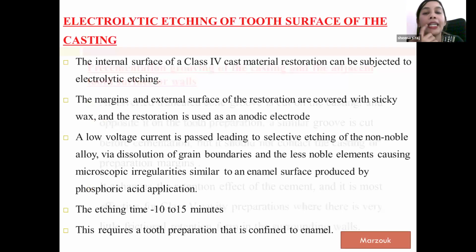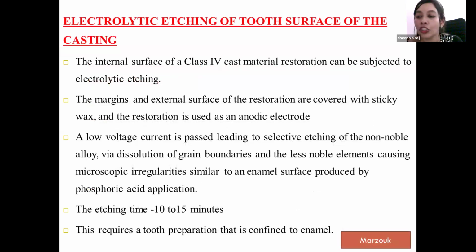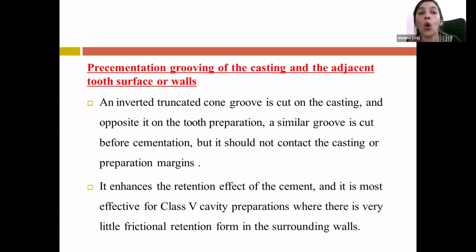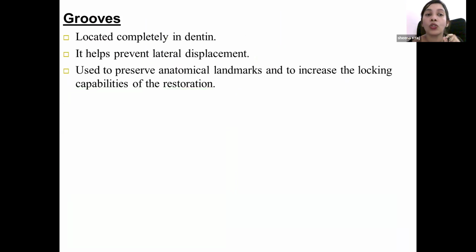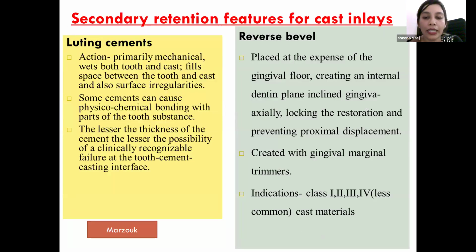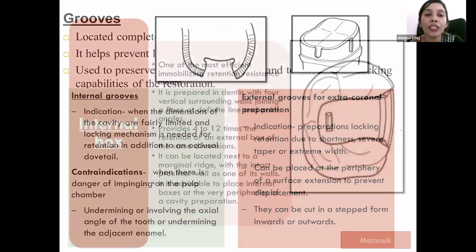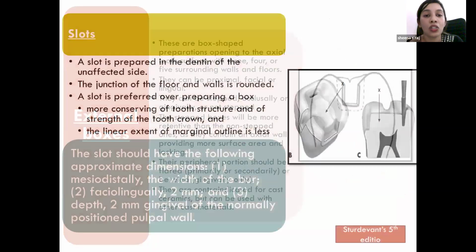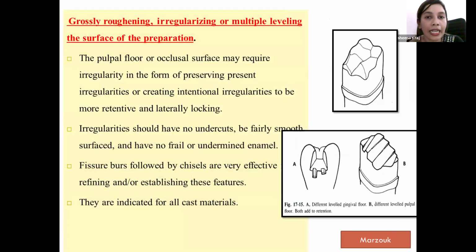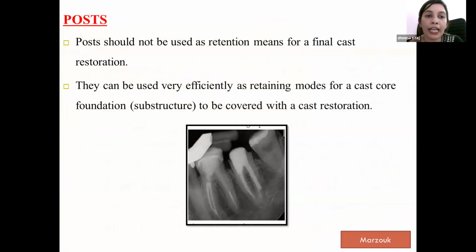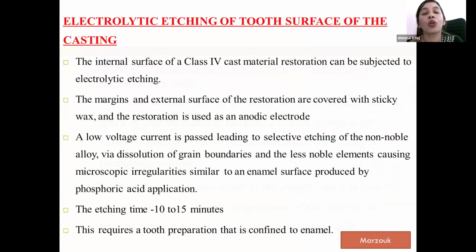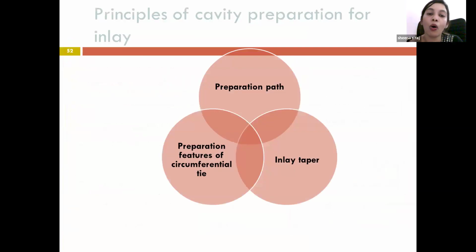Okay. Next is electrolytic etching of tooth structure. That is another method of increasing the adhesion or the retention and resistance form, where the etching time is about 10 to 15 minutes. Hope you have noted all the important headings. So these are the secondary resistance and retention forms: luting cements, reverse bevel, grooves like internal groove and external groove, box like internal box and external box, slots, gross irregularity preparation, post placement, pre-cementation grooving, electrolytic etching of the tooth surface. So these are the very important methods of secondary resistance and retention form.